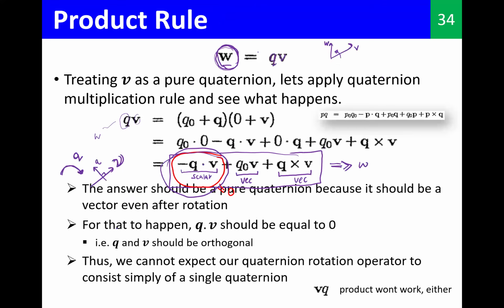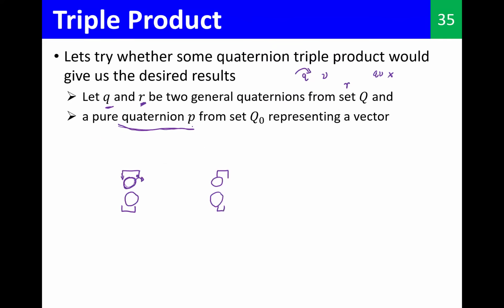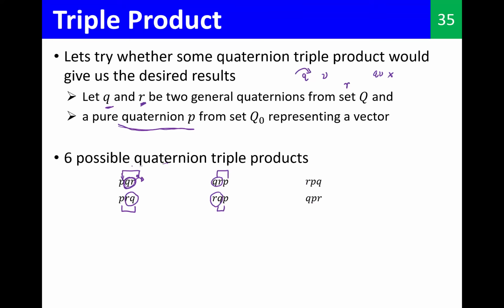So this we already had a look at here, right? This, it didn't work, right? This is just Q times V. The double product did not work. Therefore, all these four will not work as well, because Q R will give you another quaternion, so P times whatever quaternion. Then we are only left with these two that we have to check. So it can be RPQ or QPR, right?